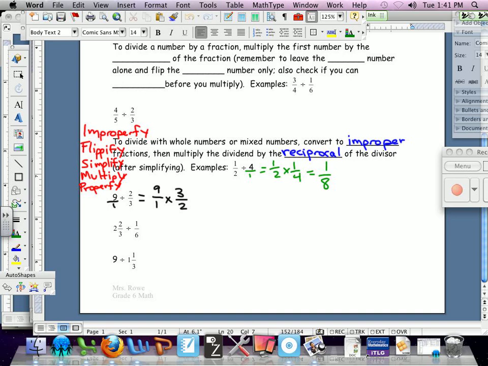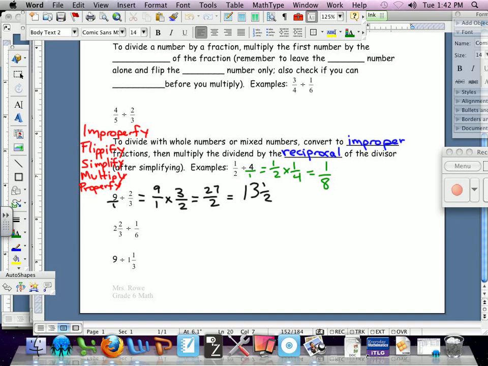You end up with 9 times 3 over 1 times 2. 27/2. And then I propify to get what? What's my proper answer, sir? 13 1/2. I have these 4 different examples to show you what you need to show. That's why we have these specific examples in our notes.